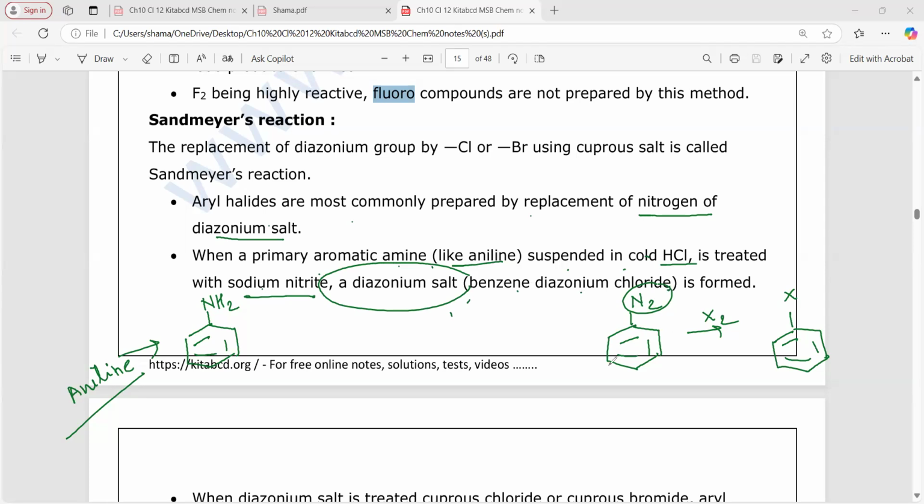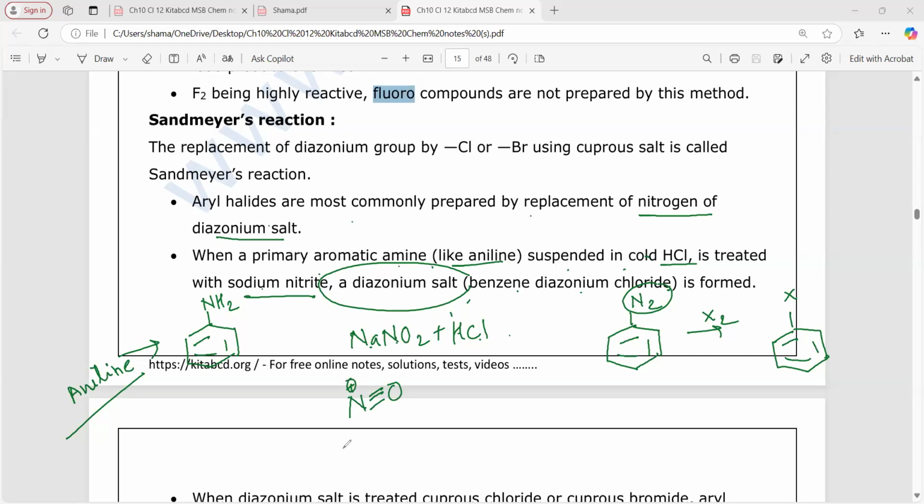When the aniline reacts with sodium nitrite, NaNO2 plus HCl, this Na and this Cl will form NaCl, and this H and NO2 form HNO2, but we don't want HNO2. It will form H2O and you will get NO as a nitrosonium ion with positive charge over here.